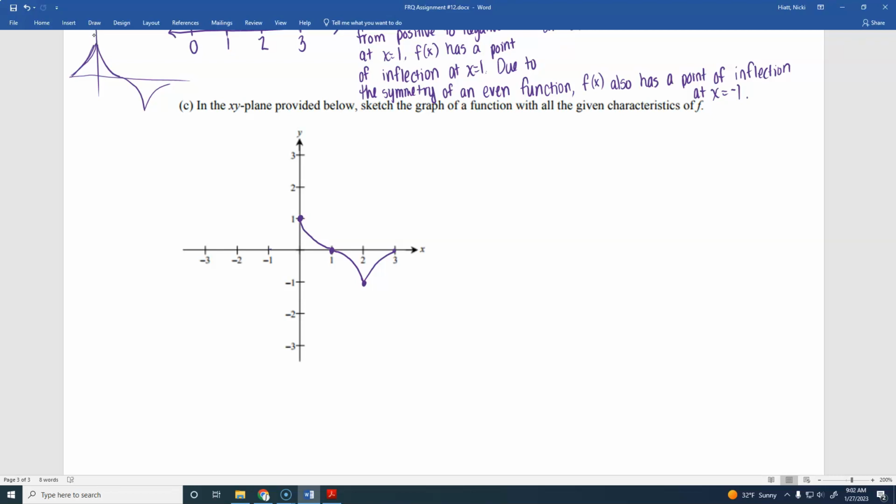An even graph is just going to be symmetric. So it's going to look, put those actual points in, will help us maybe a little bit. It's going to look like that. All right, questions?